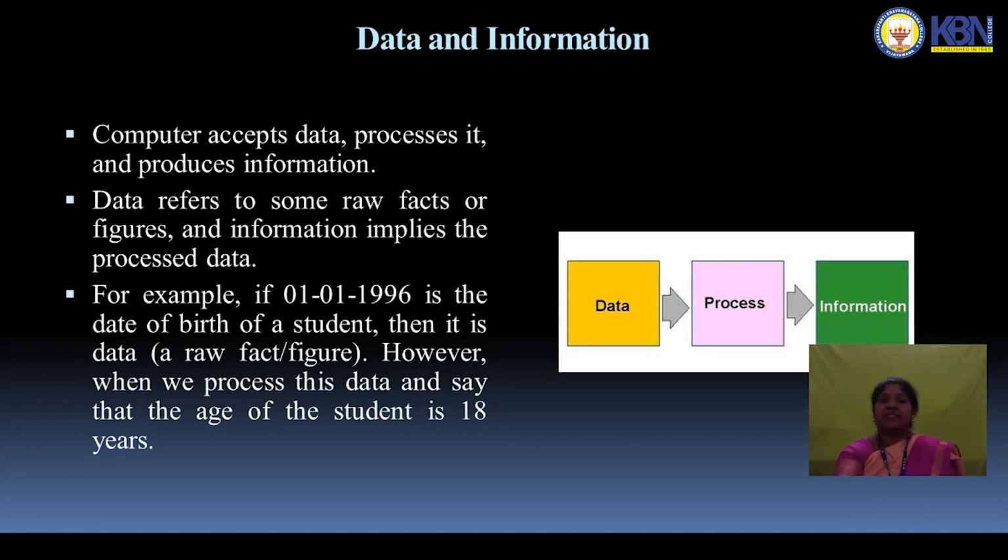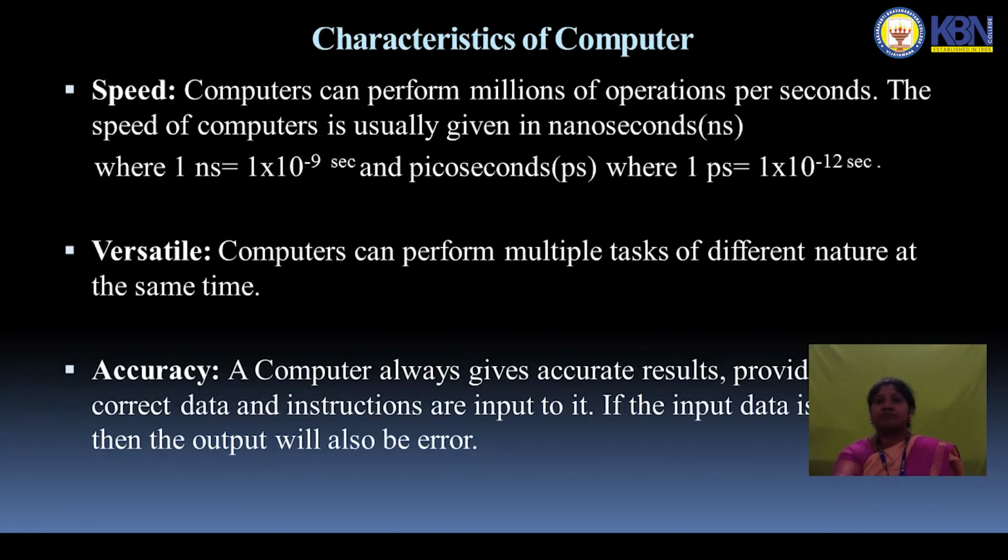Okay, next we will learn about the characteristics of a computer. Why are we using computers? Computers have some special characteristics. We will learn them one by one. First, a computer can work at very high speed, like nanoseconds and microseconds. We call it speed. Compared with humans, a computer can work at very high speed. Computers can perform millions of operations per second.